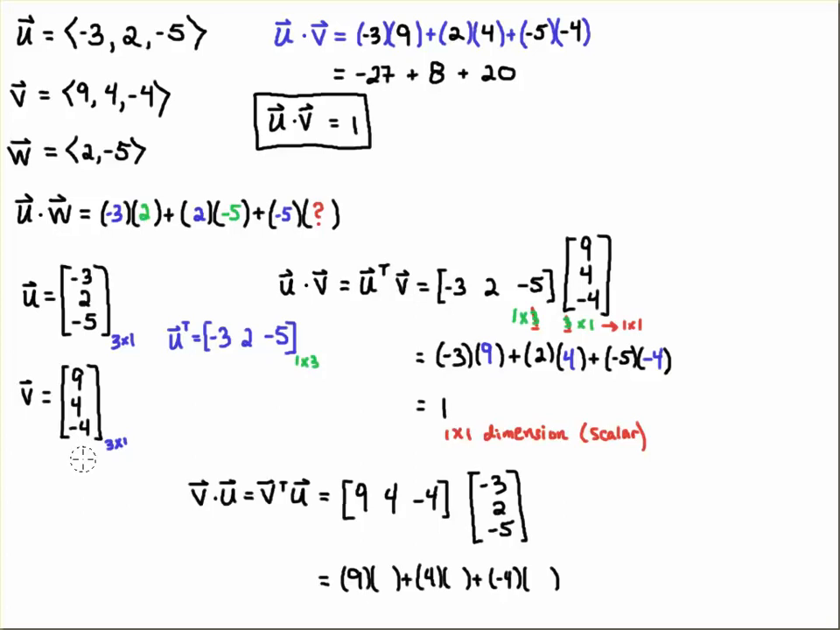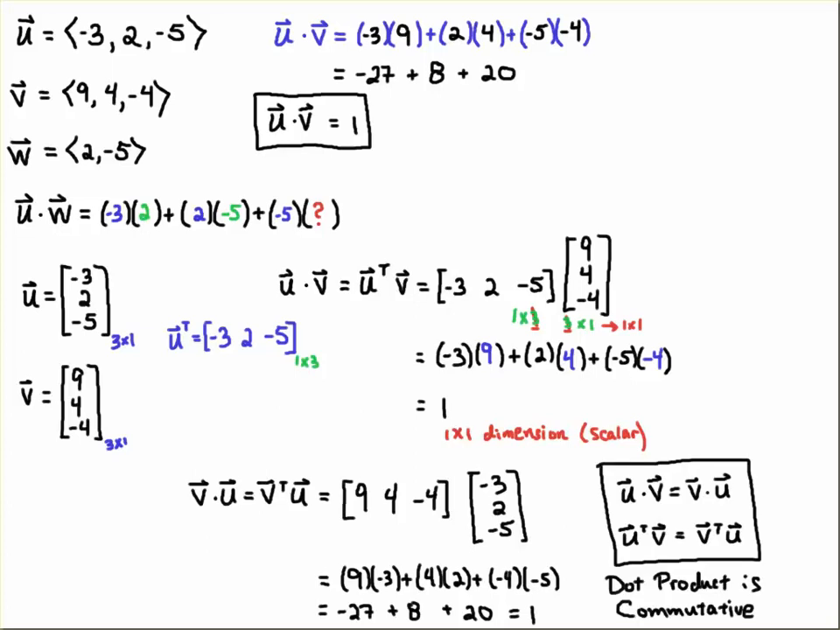Likewise, if we were to take V dot U, we would have V transpose U. So we topple V over, remember, to the left, so that becomes 9, 4, -4. Then we multiply the components of this 1x3 vector, 9, 4, -4, by the vector U, and we get the same result.